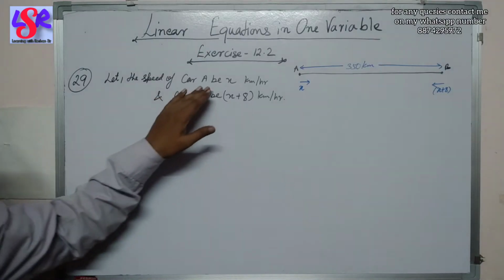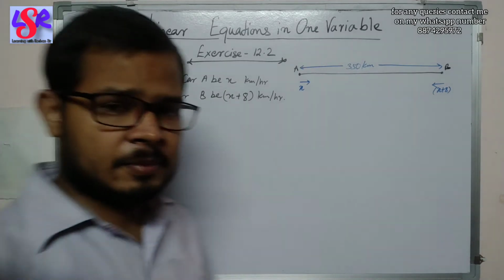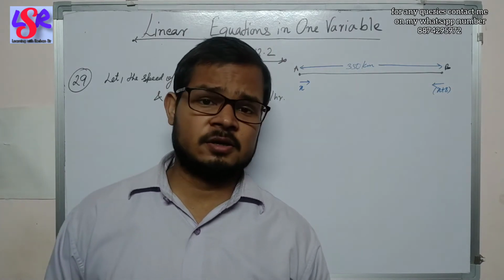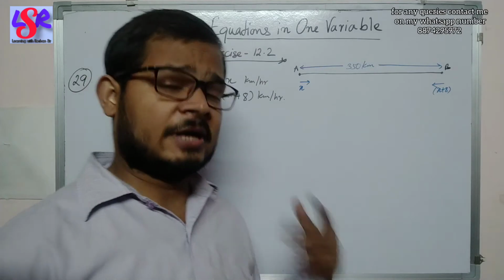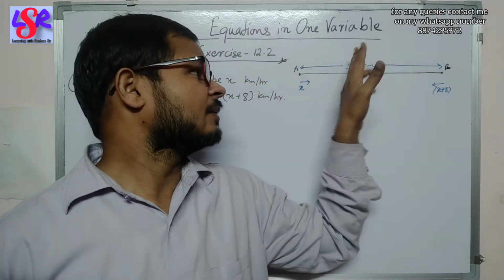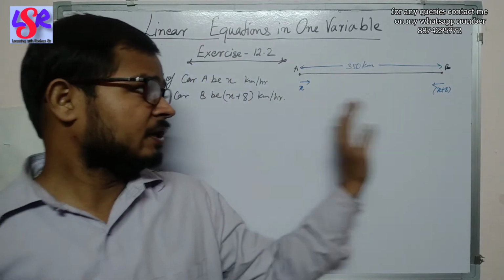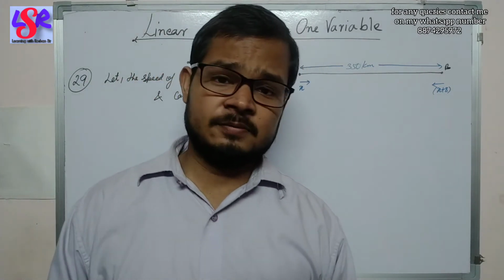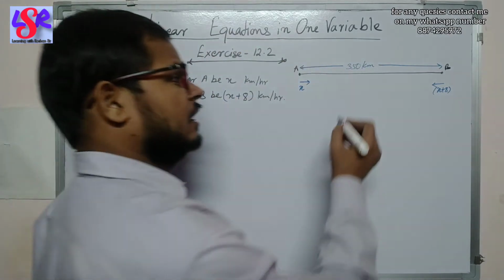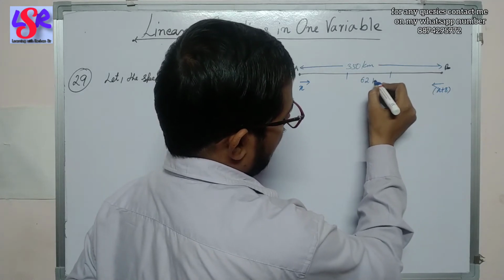Let the speed of car A be x and the speed of car B be x plus 8 km per hour. As it has been given, the difference between the speeds of the two cars is 8 km per hour. So here we've got x and x plus 8. Now it has been given that positions A and B are separated by a distance of 350 kilometers, and cars A and B are both moving towards each other at the same time. Now they are covering the entire distance and they are left with only 62 kilometers after 4 hours.